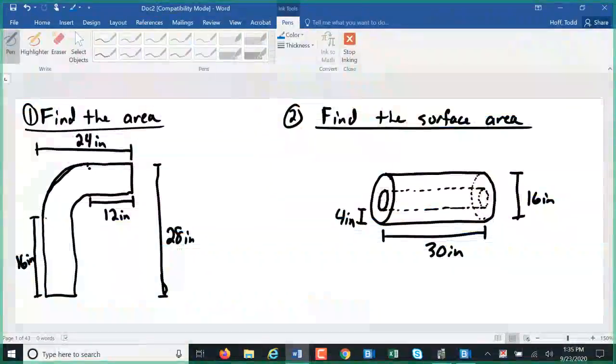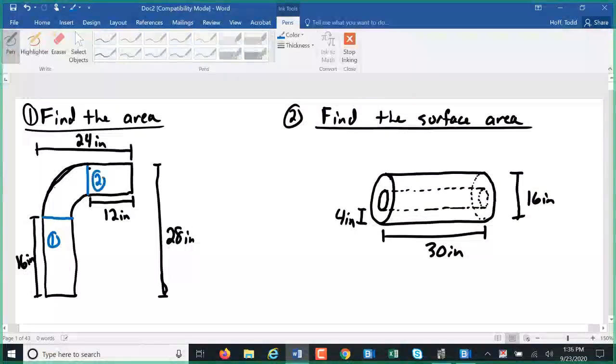But what they both come down to is your ability to break things apart and figure out what has to be added in, what has to be subtracted out, and what's part of the area, what's not. So looking at number 1 over here, we have 3 shapes basically. We have a rectangle down here, we have a rectangle up here, and then we have this corner piece.